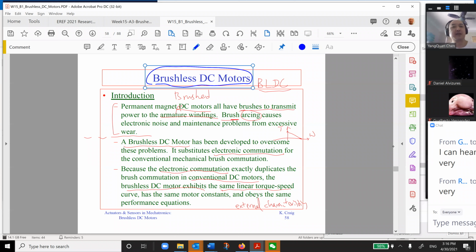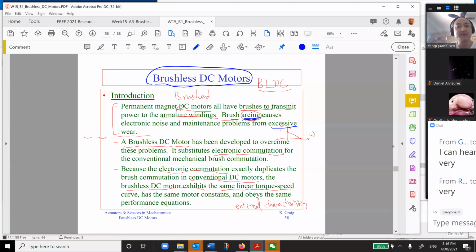So we learn in the permanent magnet brushed DC motors, we have brushes to transmit the power to the armature winding. Armature means a rotor. So then I told you, you may have this arcing danger. So it's a problem. And as time goes, this brush will get excessive wear. So because of that, people have been thinking about, can we remove this brush?